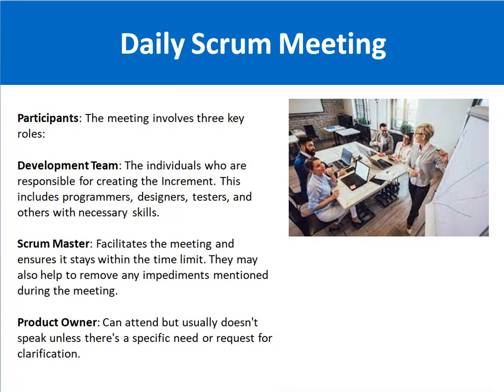Next is the participants. The daily Scrum meeting is basically participated in first by the development team. The development team means the programmers, designers, testers, and deployment team, and they are the main core team members for the daily Scrum meeting.